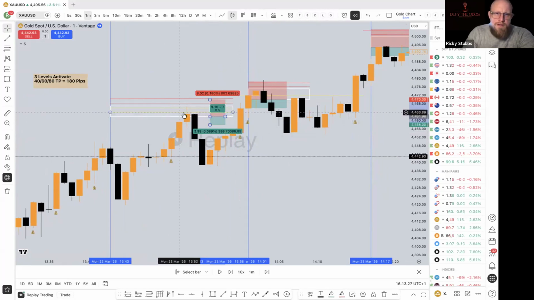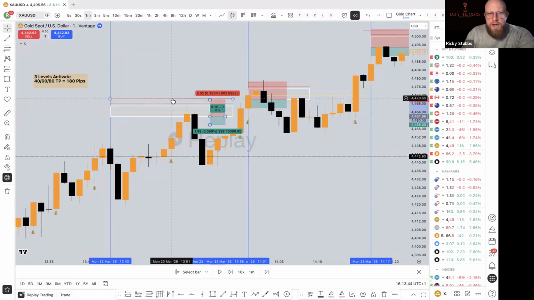20 pip drop, activates our next level. 20 pip drop, activates our next level. Now, these are all what they call sell limits. You would be putting sell limit orders on these positions, okay? Which gives you another 3 entries.